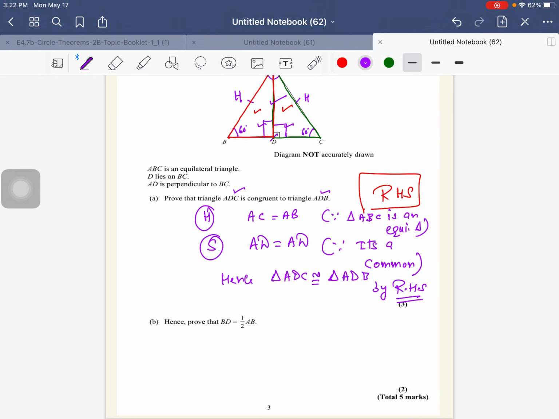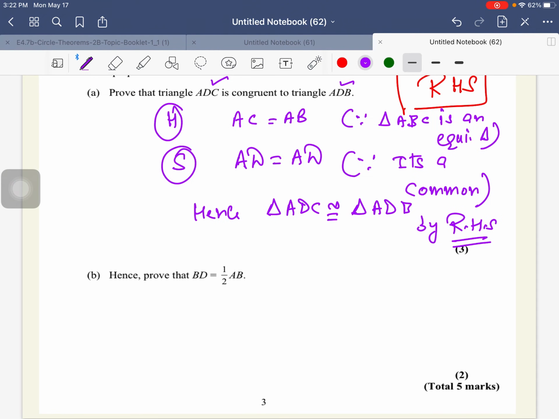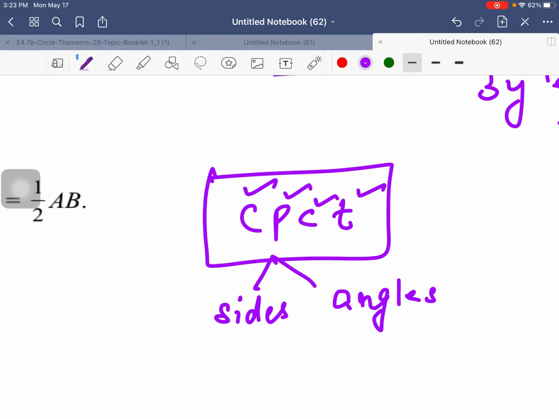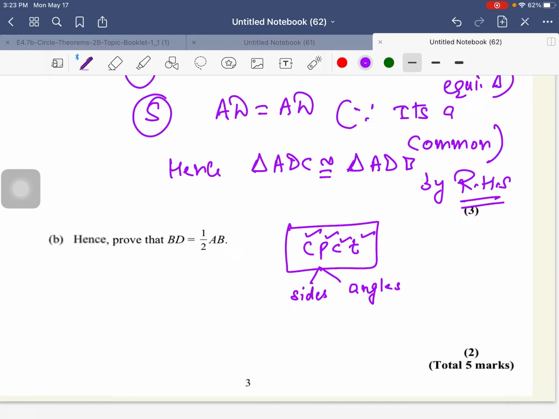Now when two triangles are congruent, their corresponding parts are equal. We call this CPCT. CPCT stands for corresponding parts of congruent triangles. Parts can be sides, and parts can be angles also, because we proved that the two triangles are congruent. So their three sides should be correspondingly equal to three sides of the other triangle, and three angles also equal to the corresponding three angles of the other triangle.